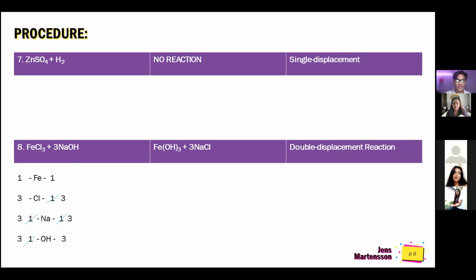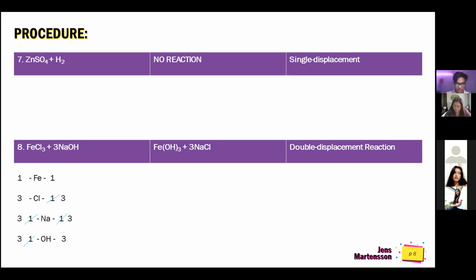Number 7, ZnSO4 plus H2, no reaction. These reactants will have no reaction because hydrogen cannot exchange with zinc, since zinc is more reactive and hydrogen is less reactive based on the activity series of metals. So then these reactants are a single displacement reaction.